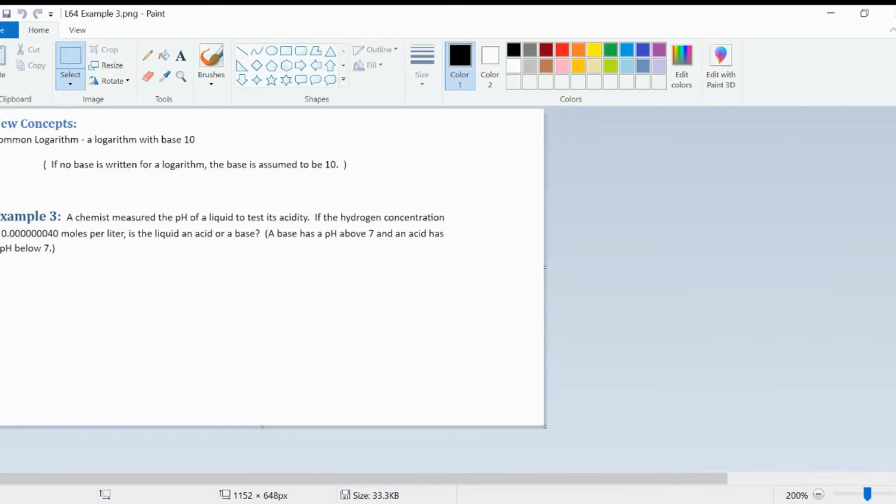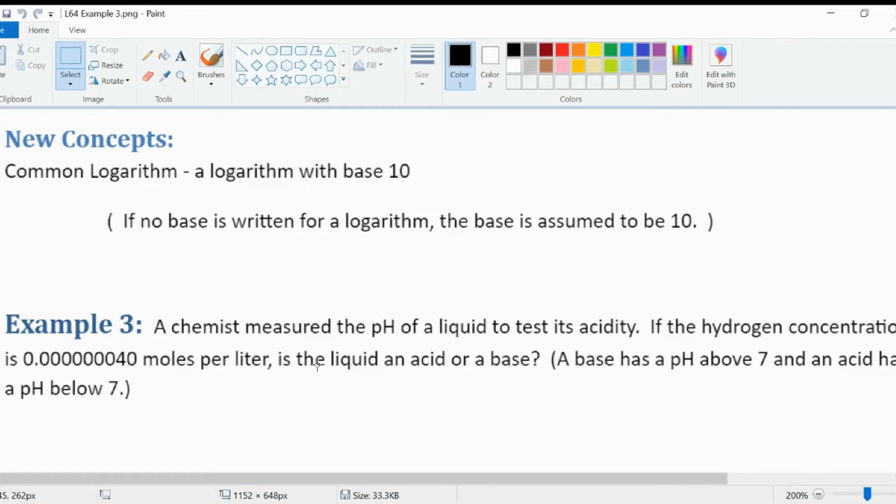Maybe you've already heard the word logarithm. A logarithmic scale is used when you're measuring things in the same base powers, and a lot of things in science are measured in base 10. Like kilometers are 1,000 meters, millimeters are 1/1000th of a meter, and so everything is based on powers of 10. But a common logarithm is a logarithm that has a base 10.